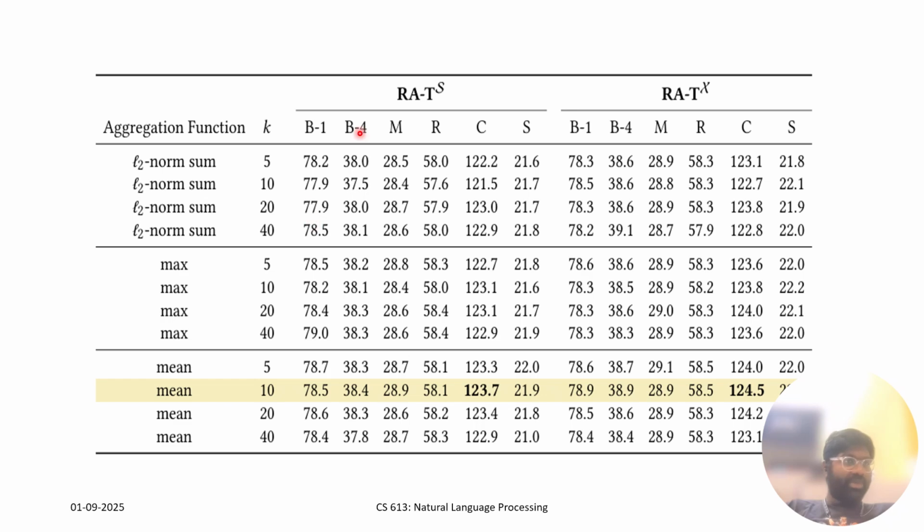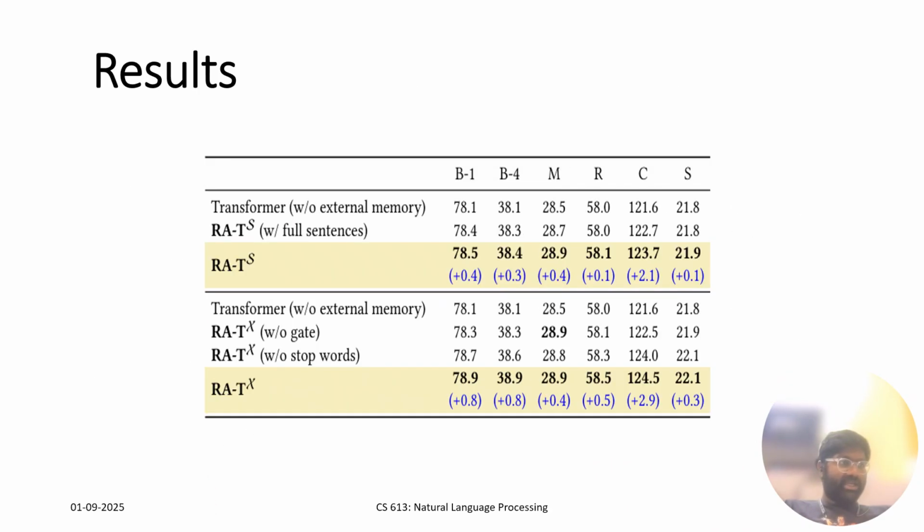You can also compare the architectures RATS and RATX. Here we only got 78.5 and here we got 78.9 using cross attention, but that might be just some statistical error, so we can't say. But overall, this is the comparison between the two architectures, and this is also the same kind of comparison.